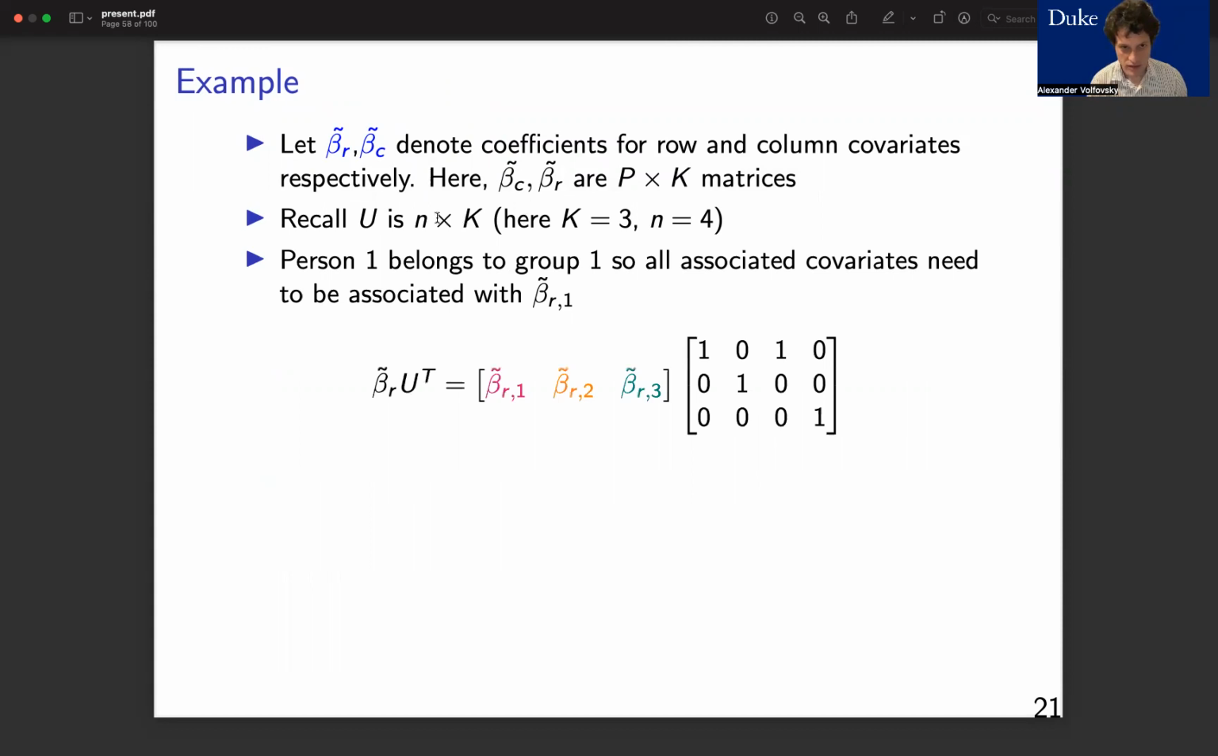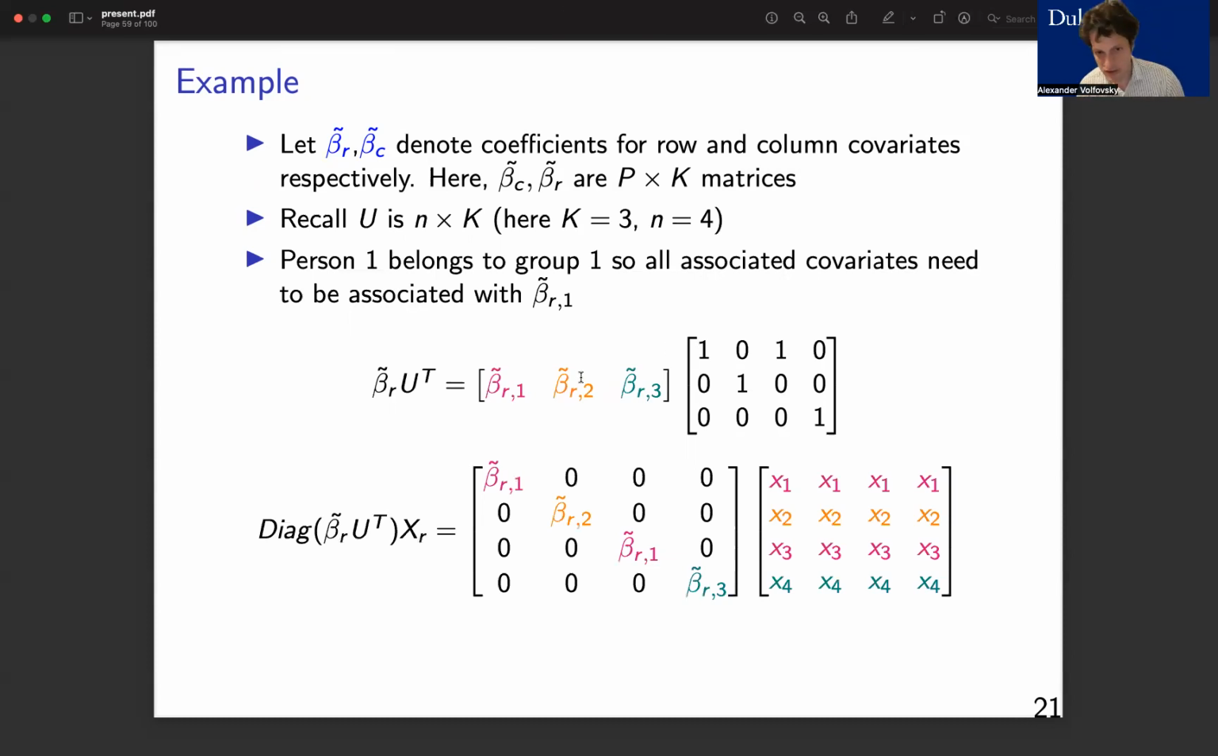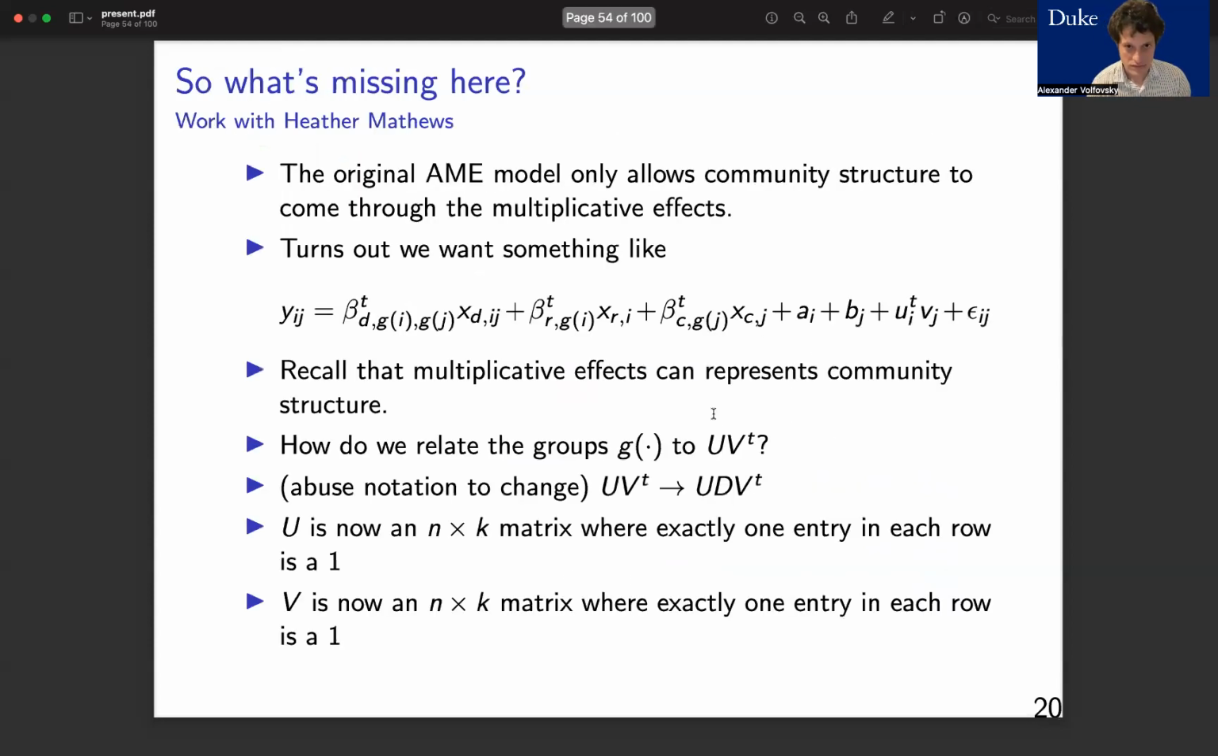So here we have our U matrix over here, right? Person 1 is in community 1, person 2 is in community 2, and so on, right? And our goal is to extract the right information. This is U transpose. So it turns out if you look at this and write it down as a diagonal matrix, and then multiply this by a repeat of the x's, you're actually going to extract exactly the information that you need for this equation.